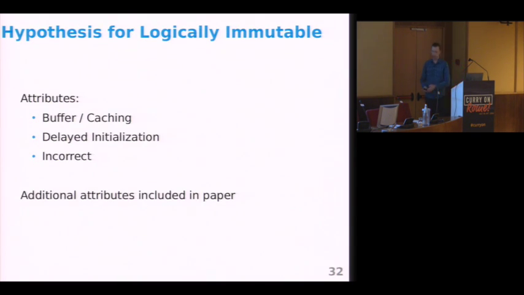So initially, we had a hypothesis as to why developers would use logically immutable, and this is what we call attributes. So valid and invalid reasons for writing through const. Initially, we thought buffering and caching. We also thought of delayed initialization, so lazily initializing a field when you use it, or simply being incorrect. And there are some additional attributes included in the paper, but these are the main ones.